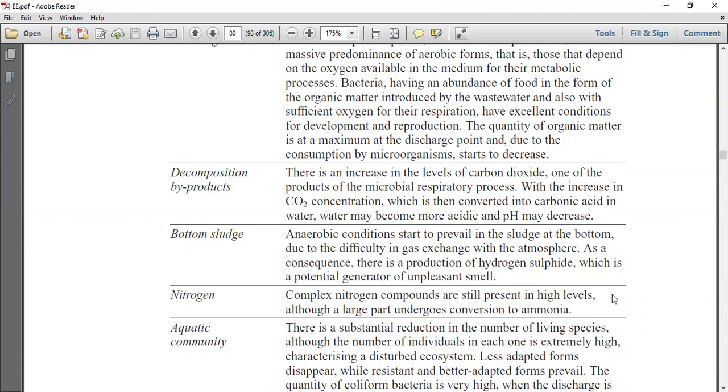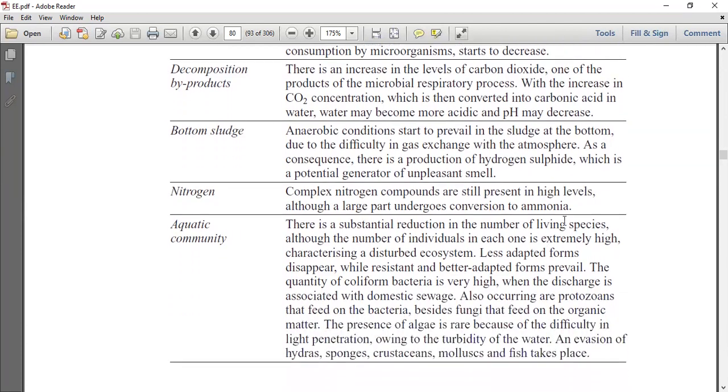Bottom sludge: anaerobic conditions start to prevail in the sludge at the bottom due to the difficulty in gas exchange with the atmosphere. As a consequence, there is a production of hydrogen sulfide, which is a potential generator of unpleasant smell. Nitrogen: complex nitrogen compounds are still present at high levels, although a large part undergoes conversion to ammonia.